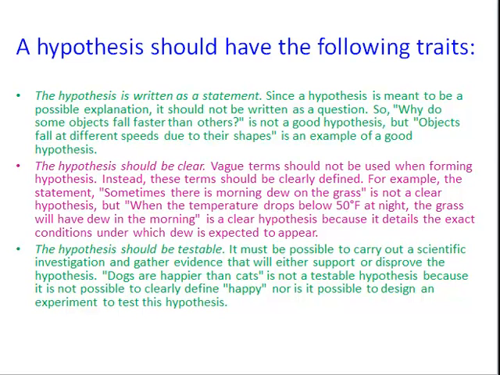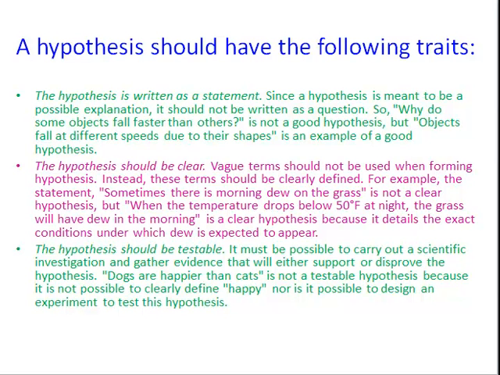A hypothesis is written as a statement. Since a hypothesis is meant to be a possible explanation, it should not be written as a question. So, why do some objects fall faster than others is not a good hypothesis. But objects fall at different speeds due to their shapes is an example of a good hypothesis.